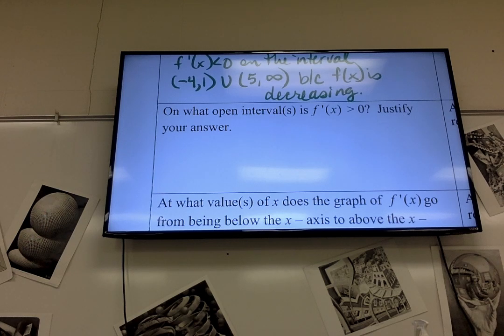Okay, on what open interval is f prime of x greater than 0, and justify your answer. You write this one down, you figure it out, and I'll call it out.